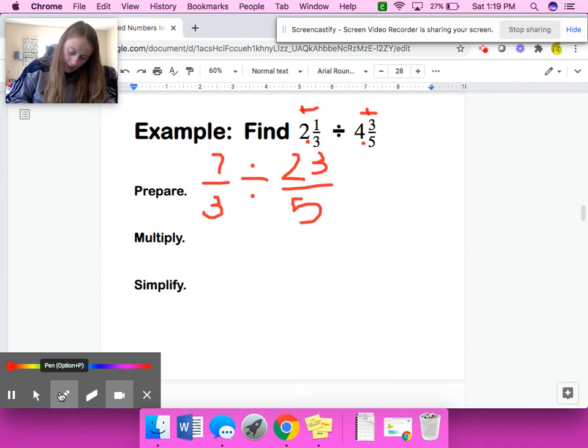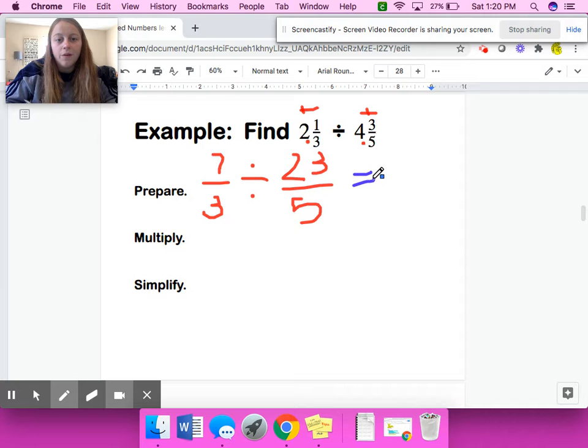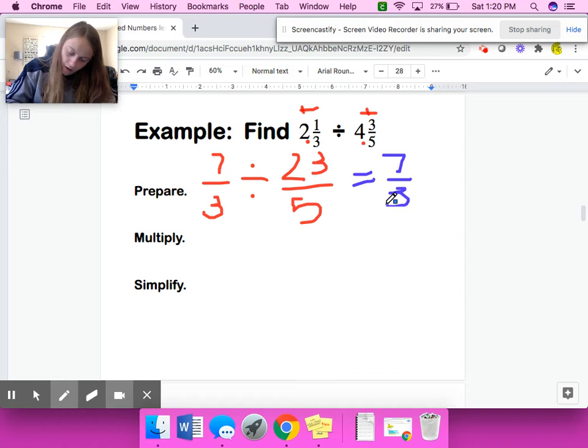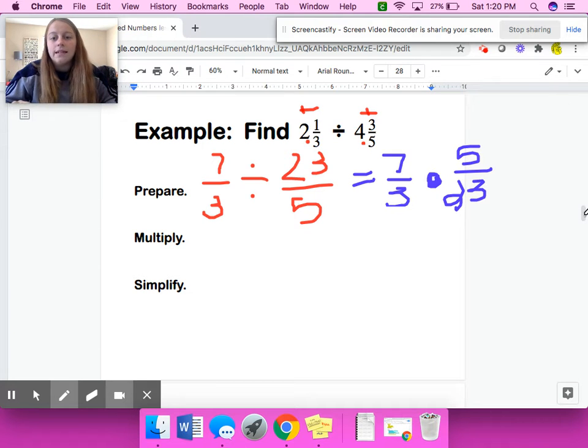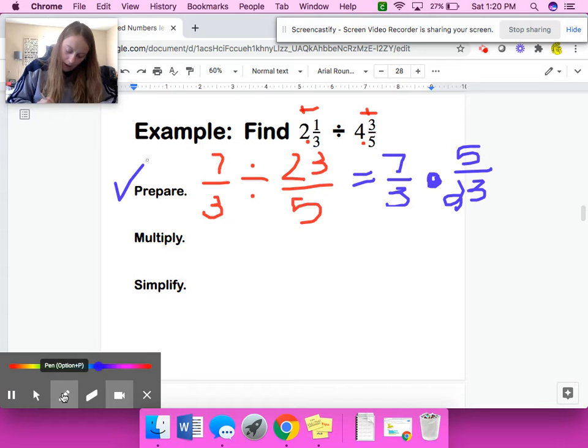Now we can continue to prepare here by multiplying by the reciprocal. So 7/3 we keep the same, so 7 over 3. We change our division to multiply, and we flip our second fraction over. So now we have 5 over 23 instead. Now I am ready to multiply. I've prepared. It's time to multiply.